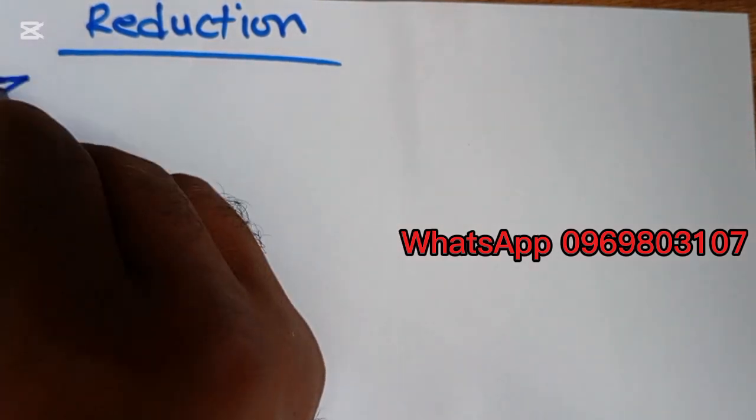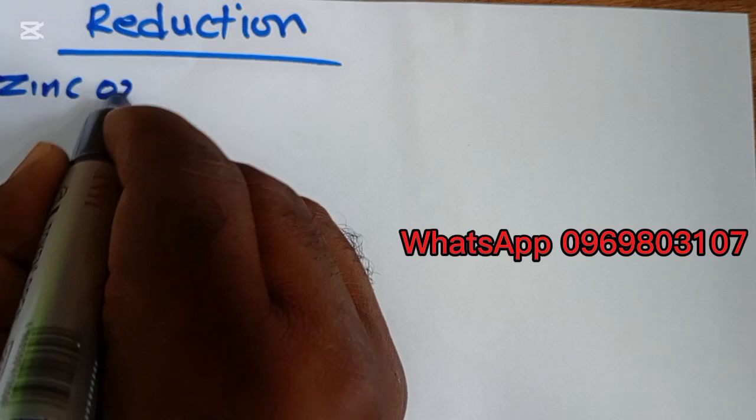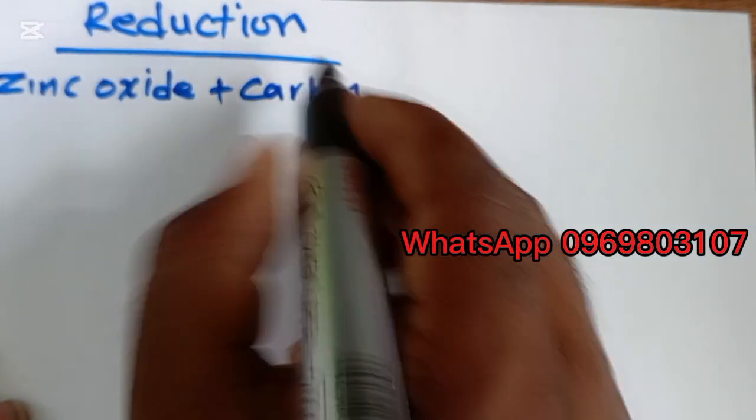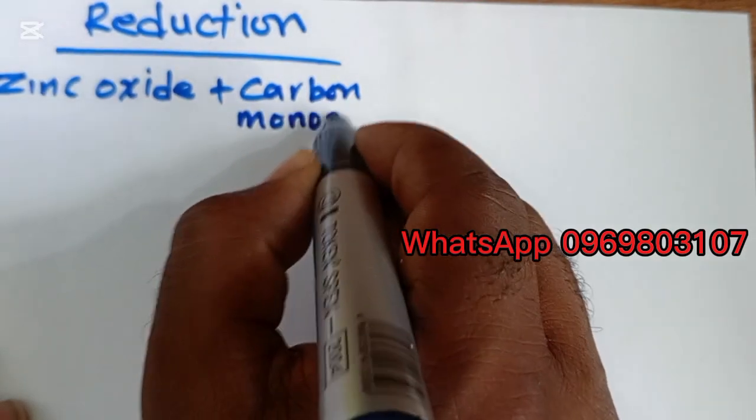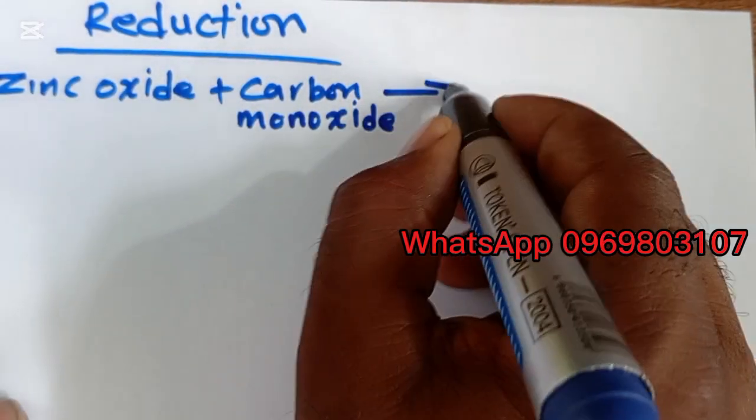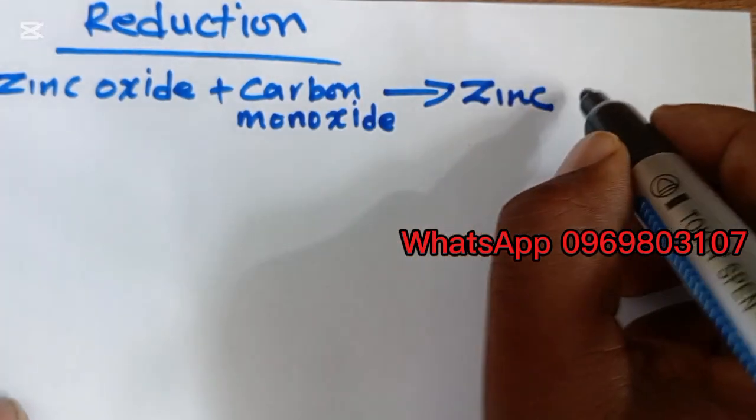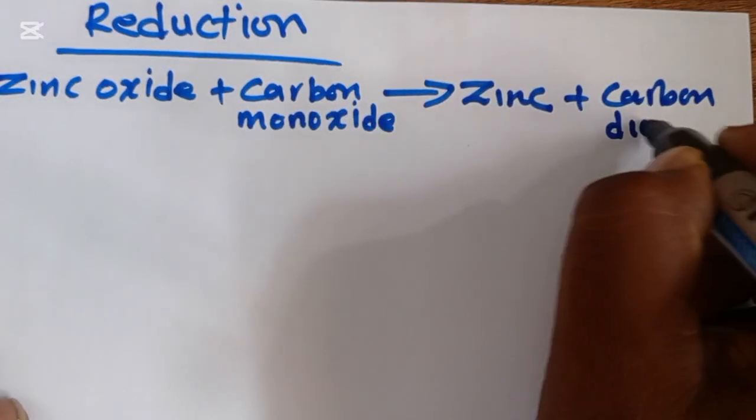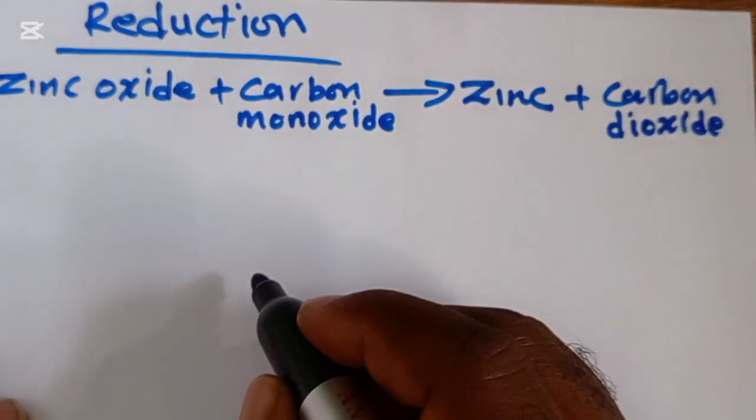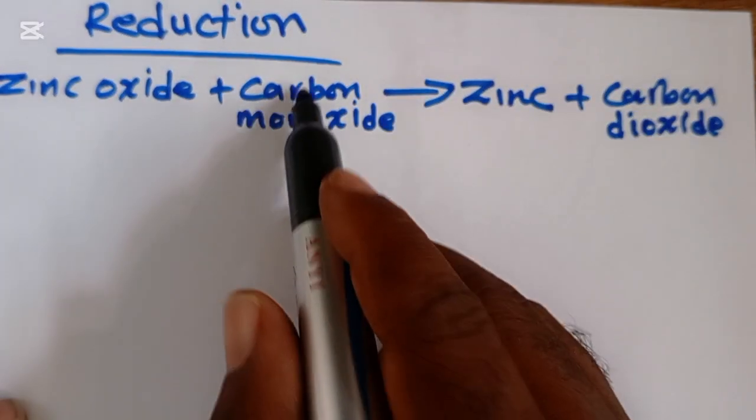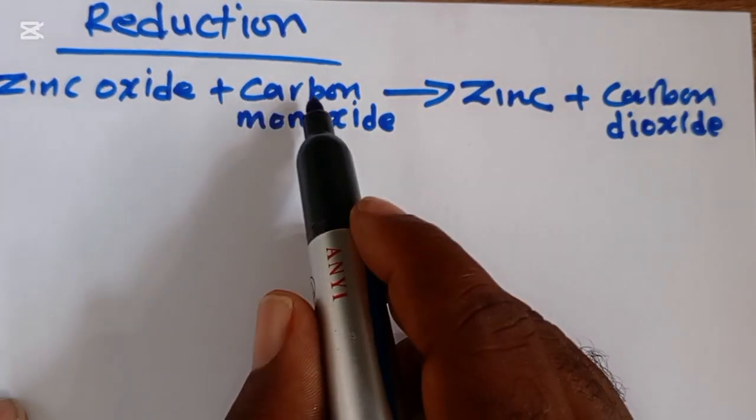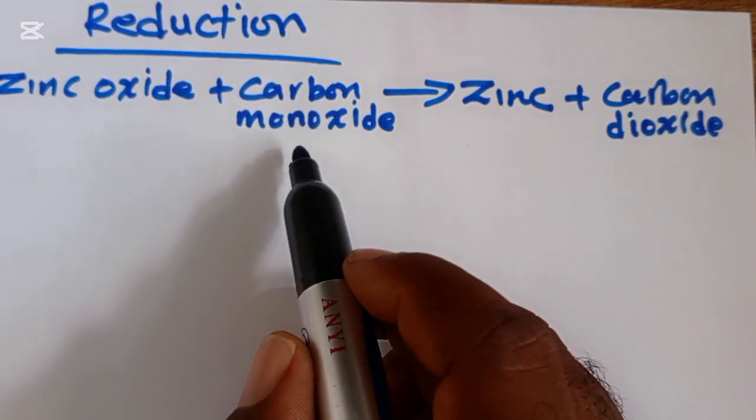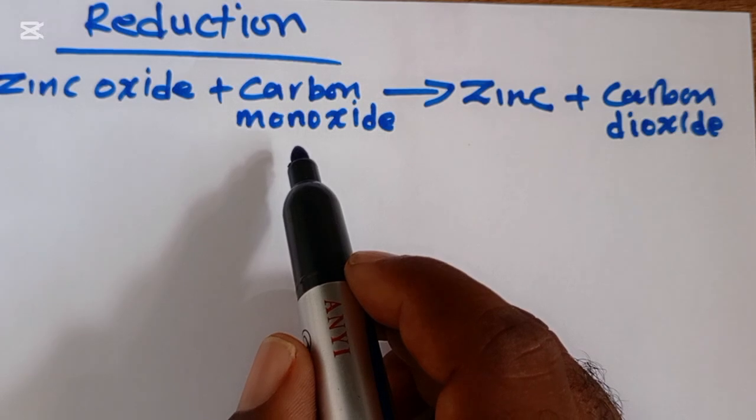So we have zinc oxide plus carbon monoxide, we are going to have zinc plus carbon dioxide. They can ask you a question: why are we using carbon monoxide instead of just coke, which is carbon? We are using carbon monoxide because carbon monoxide is a stronger reducing agent than coke.